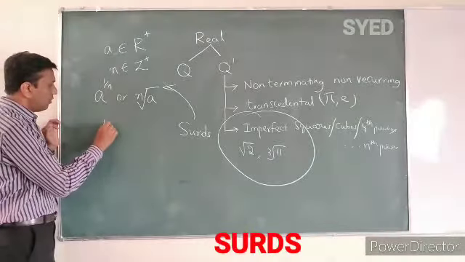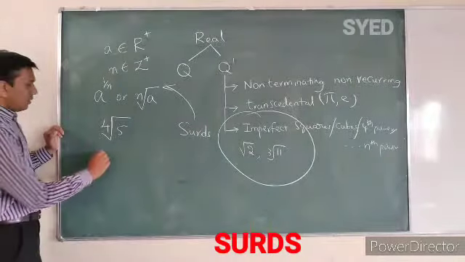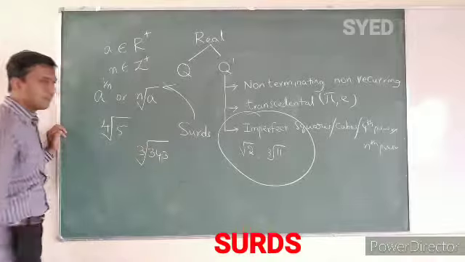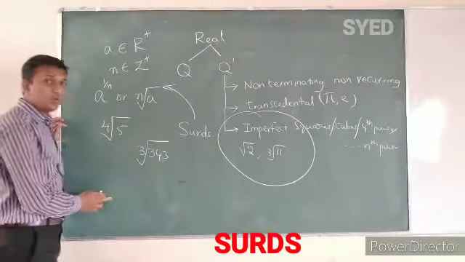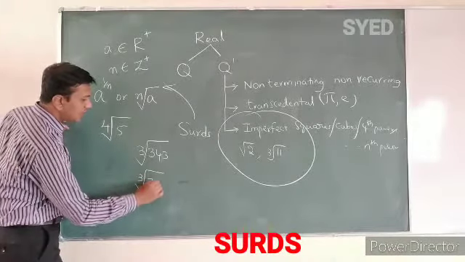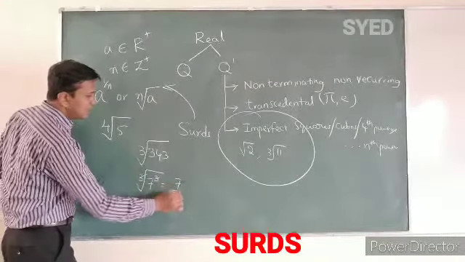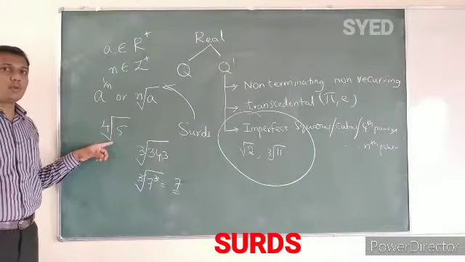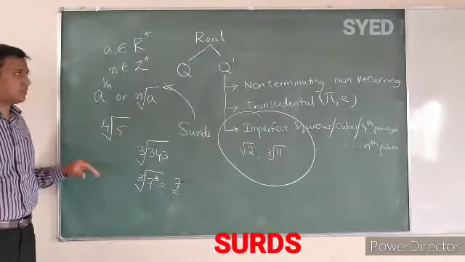For example, fourth root 5 we cannot calculate. One more example, cube root 343. Though it is in the form of nth root a, we are able to calculate the cube root of 343. Cube root 343 is equal to cube root of 7 cube. The cube and cube root cancel, and 7 is the answer. So only in such a condition where we cannot calculate the nth root, be it fourth, fifth or sixth.